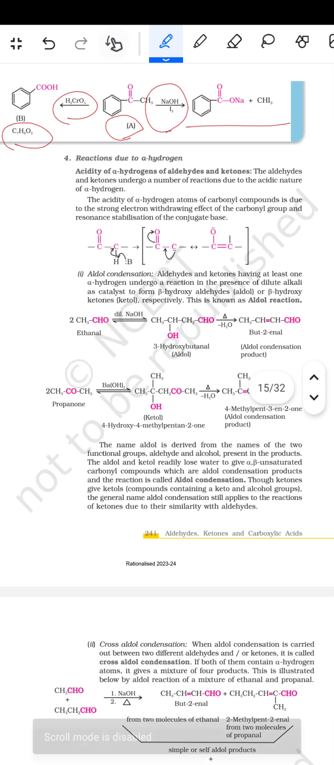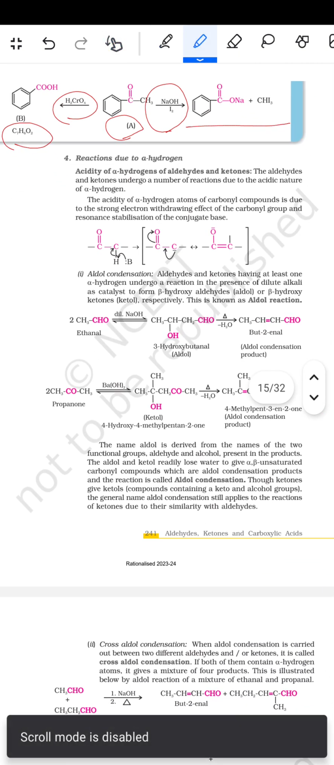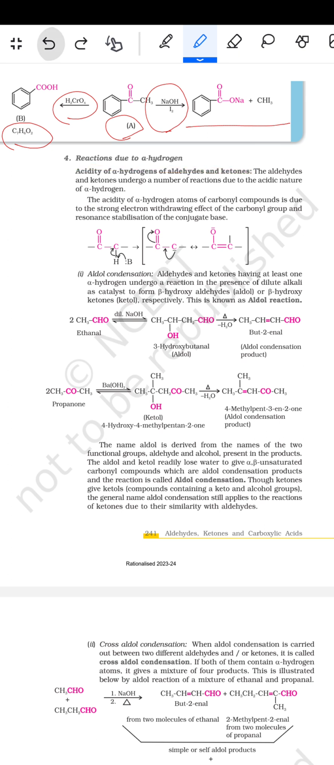Now the reactions due to alpha hydrogen: acidity of the alpha hydrogen of the aldehydes and the ketones. The aldehydes and the ketones undergo a number of reactions due to the acidic nature of the alpha hydrogen. The acidity of the alpha hydrogen atoms of the carbonyl compounds is due to the strong electron withdrawing effect of the carbonyl group and the resonance stabilization of the conjugate base.